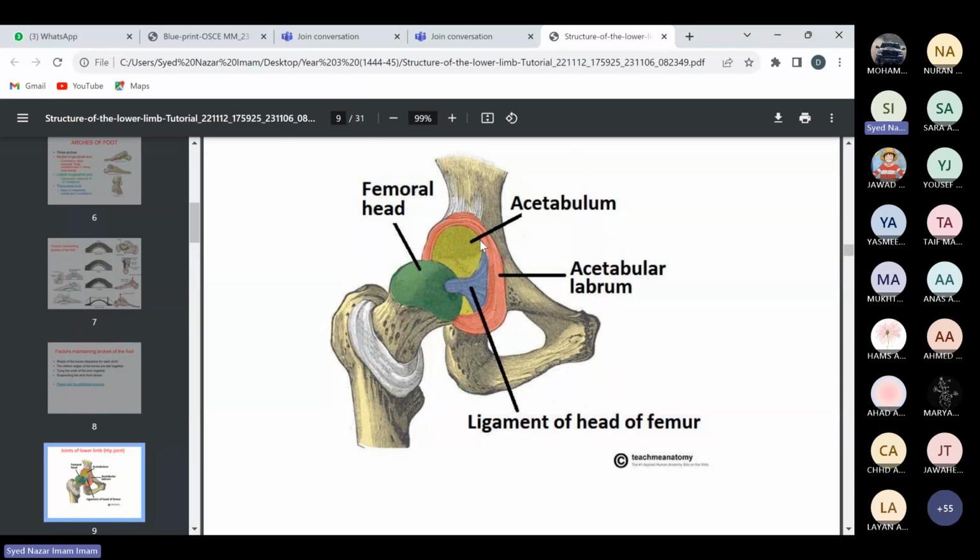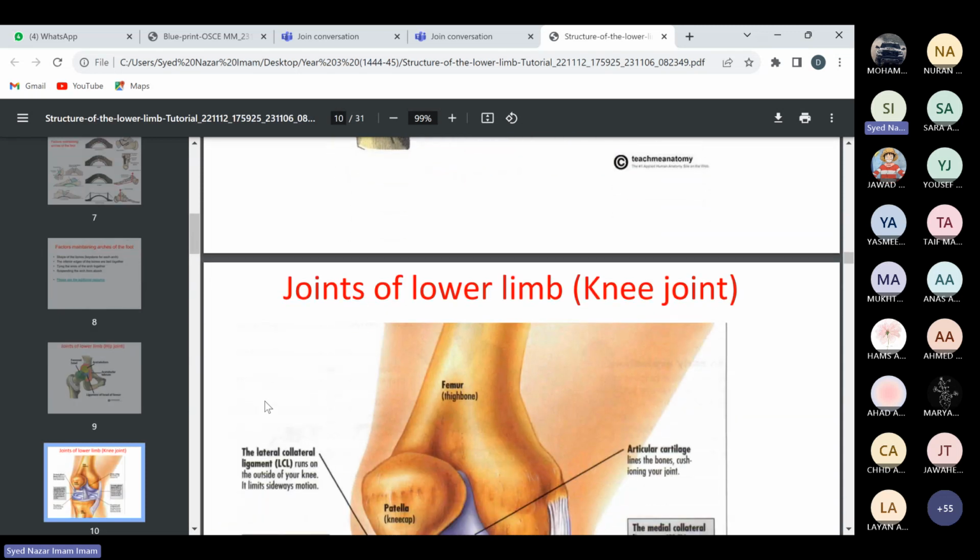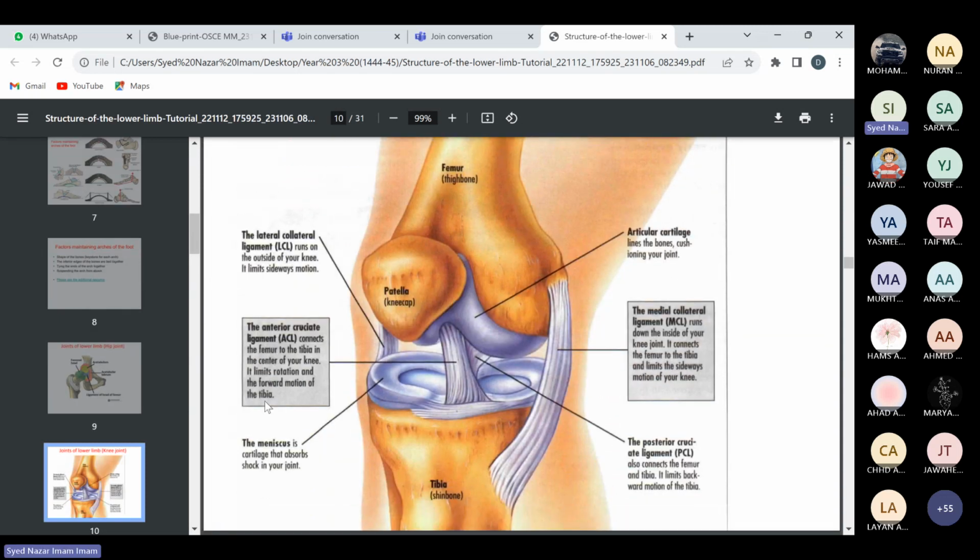Extensor of the hip joint. Remember the posterolateral surface of the ilium, the outer surface, and from the posterior we have gluteus maximus. So the gluteus maximus is the main extensor of the hip joint. So these are the movements, and you have to know the muscles for each movement, the main muscles producing this movement. Then we have the knee joint.